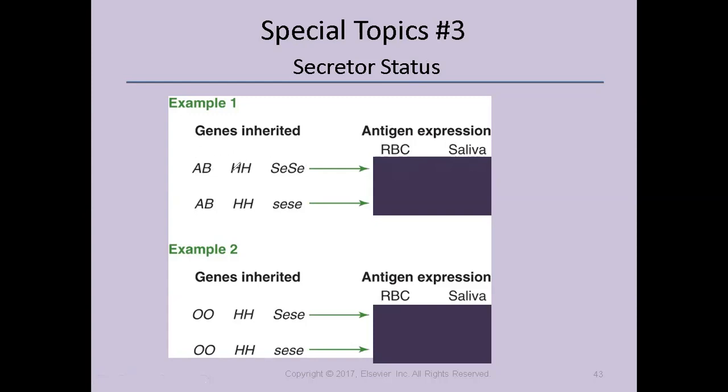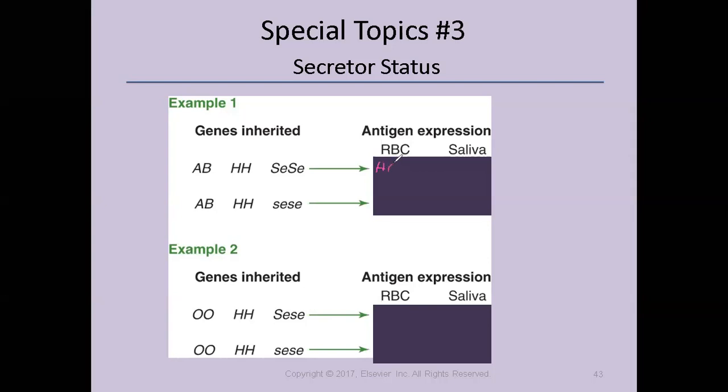Okay, so since this person has at least one big H, they're going to have H, A, and B on their red cells. Okay, now since they also have at least one big SE, what does it mean for saliva? They're also going to have those same three antigens in saliva. It's very hard to write with this pen, sorry guys.